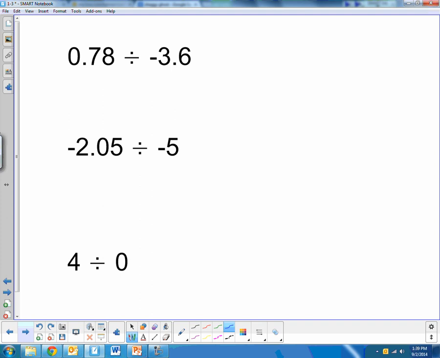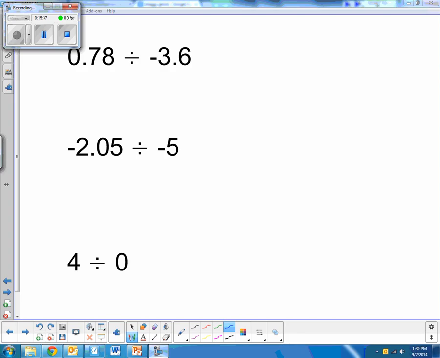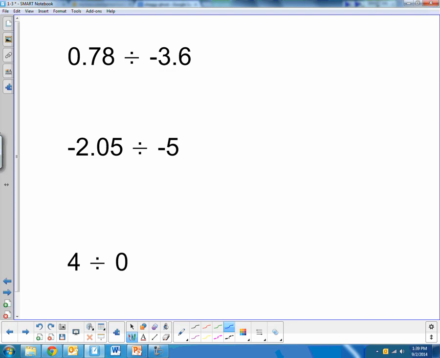Last little bit here, we're going to do some division with decimals. So I'm going to have you take a minute. I'm going to have you try these on your own, and then we'll try them together. Okay, I'm going to assume that you paused it and you tried these.